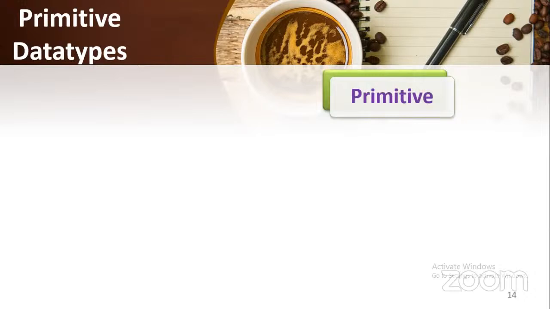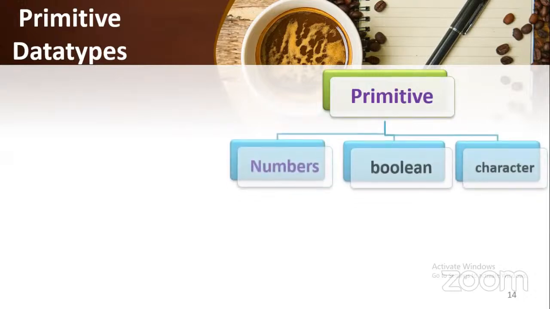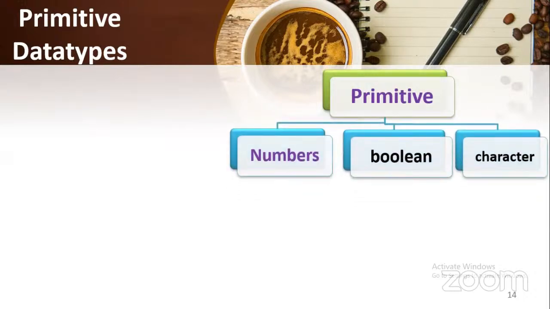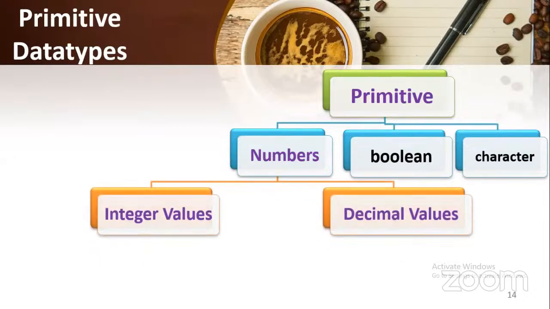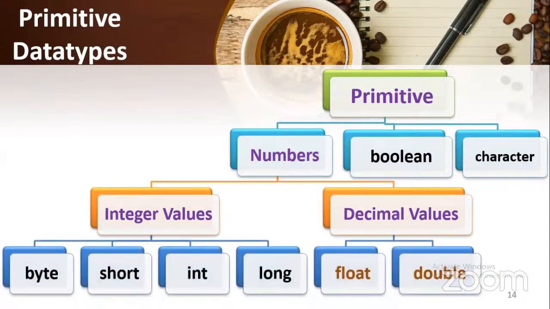See the complete picture in a single slide. So we covered primitive data types. In the primitive data types, numbers, boolean, characters are the major categories. In the number, again, we have integer values. We can store integer values. We can store decimal values also.